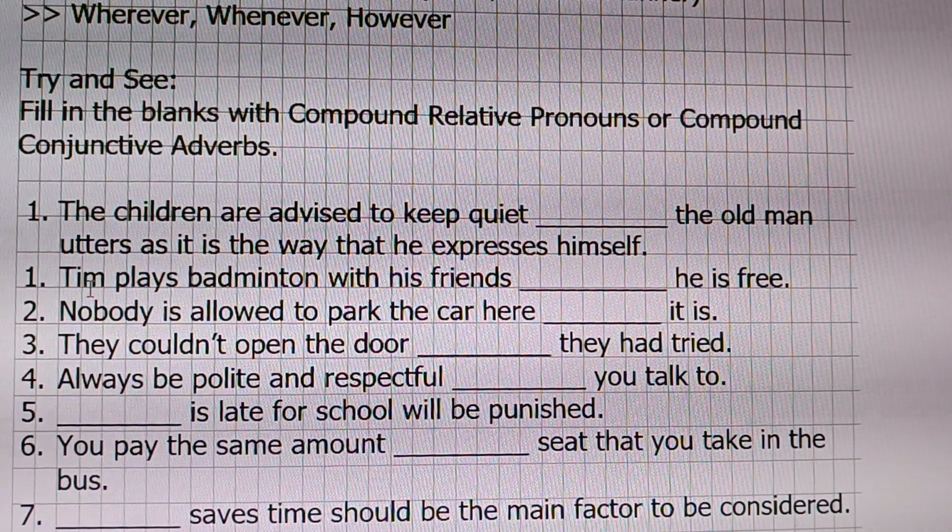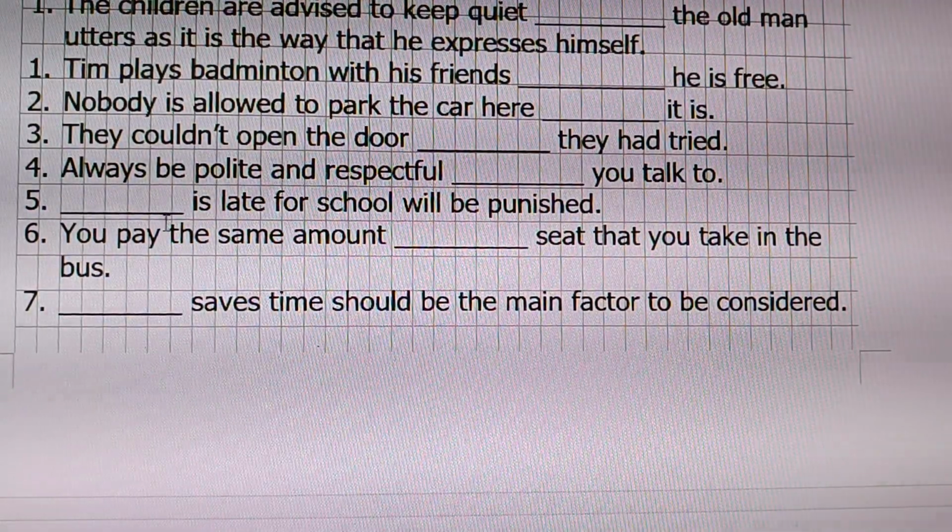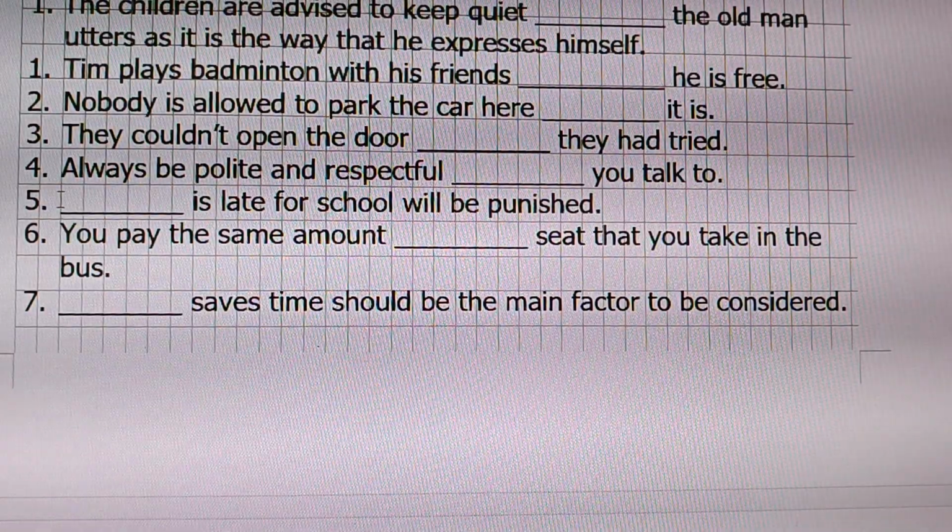Number 2, Tim always plays badminton with his friends whenever he is free. Talk about time, right? So you can try the rest on your own. Okay, number 5, one more. Whoever, right? In the subject position, the subject must be a noun. Alright, whoever is late for school will be punished.